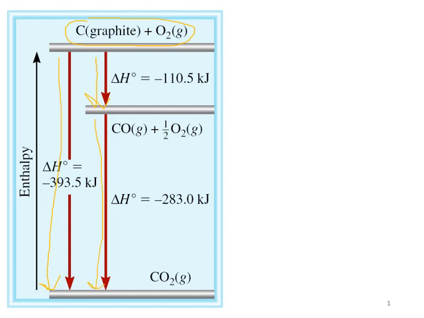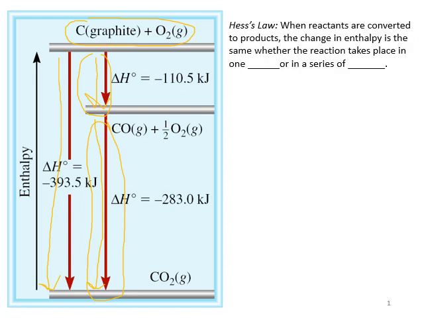Now, who's to say that it didn't do those steps, or who's to say it didn't do the whole step? But the point is if we do know one of these individual steps, you don't have to know the whole. You could use them to figure out what the whole enthalpy is for the reaction. So Hess's law states basically when reactants are converted to products, the change in enthalpy is the same whether the reaction takes place in one step or a series of steps.